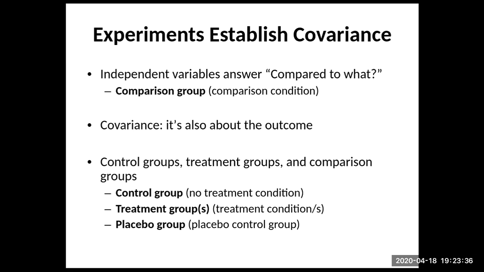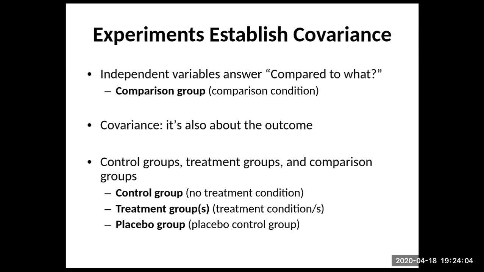Oh, well, people with Alzheimer's disease have worse memories. Worse memories compared to what? Compared to somebody their own age without Alzheimer's disease, a normal 60 or 70-year-old person that doesn't have memory problems. That's what we would compare it to. If you don't have anything to compare it to, then you don't have covariance and there's no real study. So covariance is really all about the outcome.